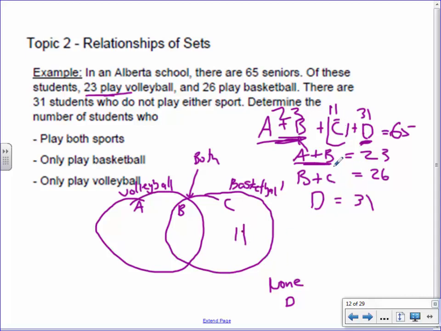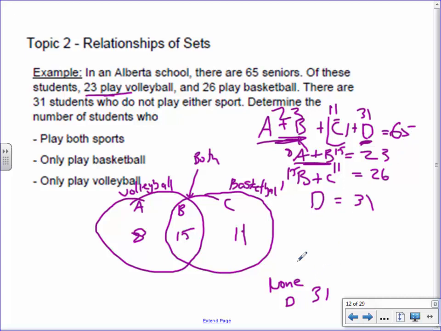You need to start working backwards. If C is 11, then B better be 15. And then if B is 15, A better be 8. And then just do a quick double check, make sure everybody's correct. Does 8, 15, 11, and 31 actually add up to 65? Just do a quick check on that. It does?